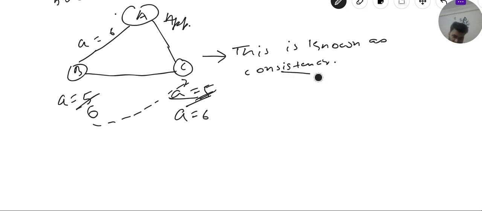This is known as consistency. Means the variable will have the same values across all the nodes. Okay. Now, let's see.